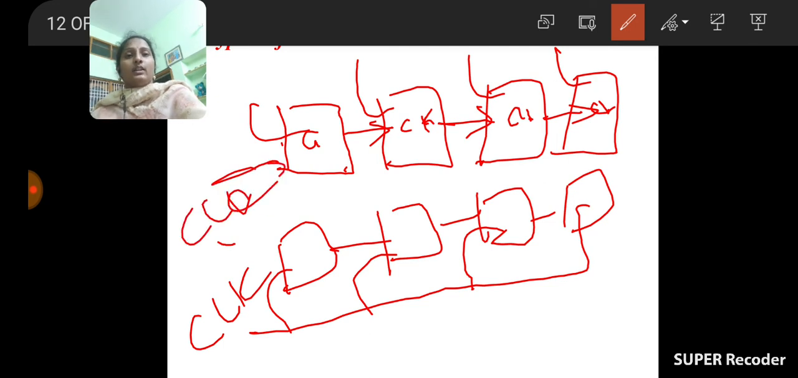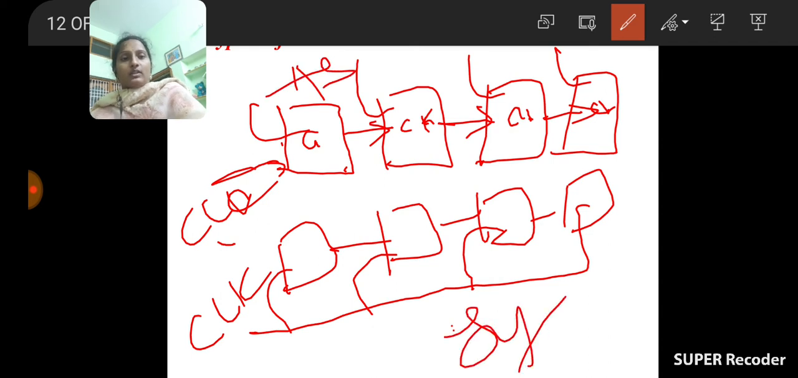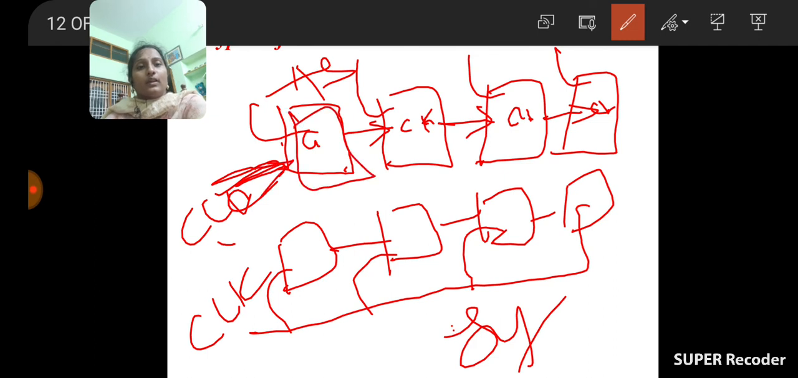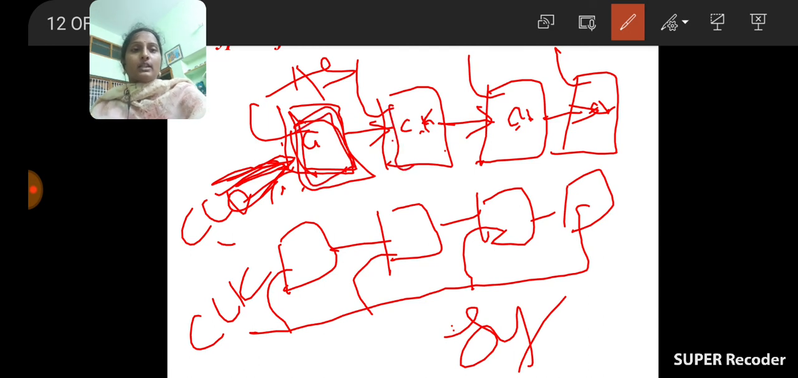So see here, first one is asynchronous and second one is synchronous. So what is the difference between these two? Observe the first diagram, the asynchronous diagram. The external clock pulse is applied to only the first stage flip-flop, and the remaining flip-flops get the clock pulse from the output of the previous stage.